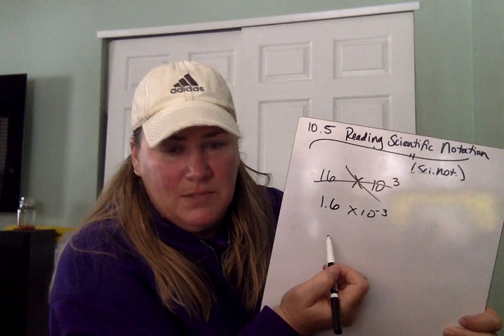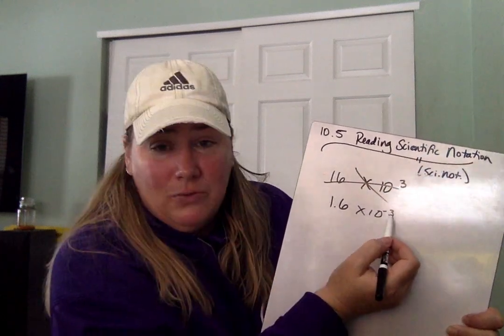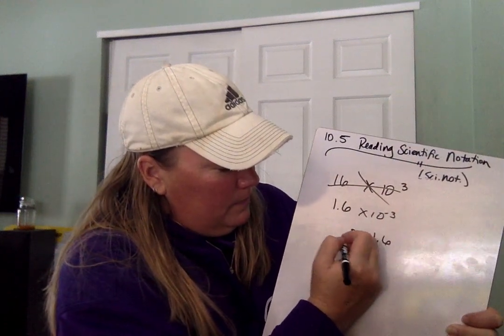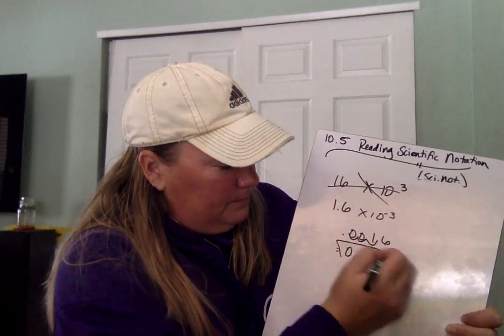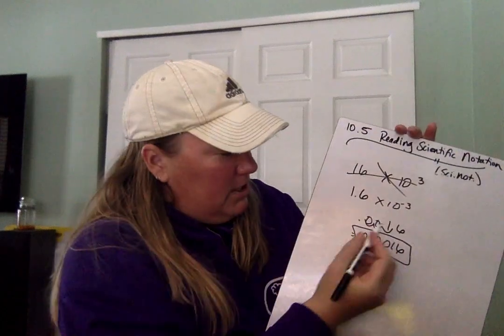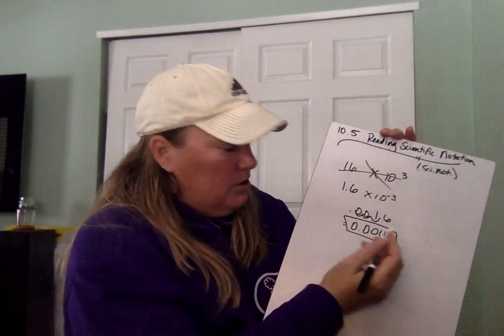So 1.6 times 10 to the negative 3. Your negative sign tells you you're going to go to the left 3 times. So I'm going to start at 1.6, go 1, 2, 3. So 0.0016. And they can do numbers like this. It's kind of tricky because they're trying to get you to really think about what your factor is.